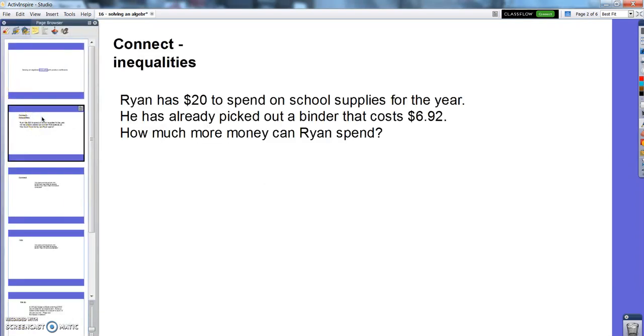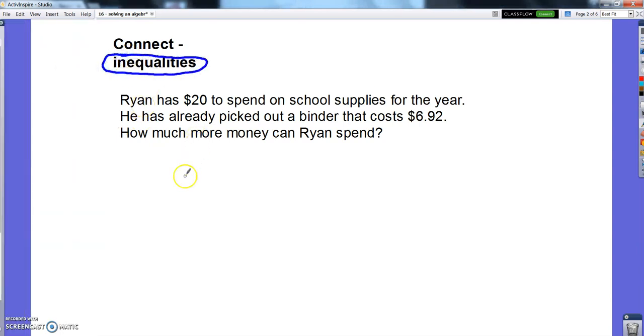So let me remind you of a couple things. First, let's talk about what inequalities are, because it's been a while. This is the sixth grade version of an inequality problem. Ryan has $20 to spend on school supplies for the year. He's already picked out a binder that costs $6.92. How much more money can Ryan spend? So this was an actual example from a previous mini lesson back in the sixth grade part of the year. So our variable here is how much more can he spend?